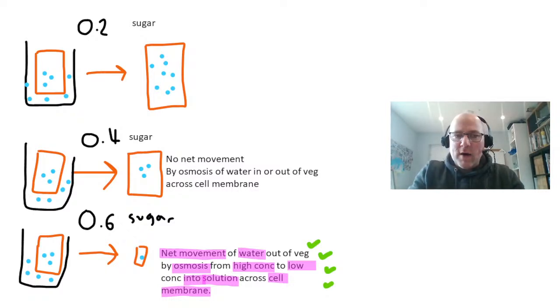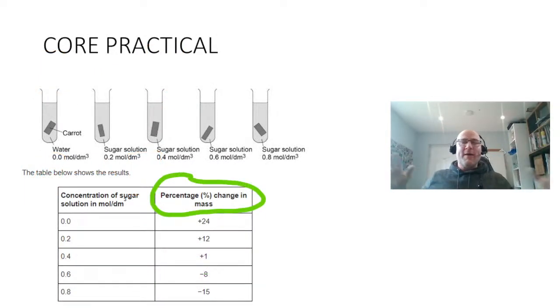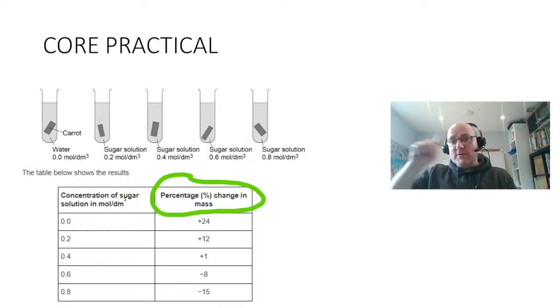You're going to pick up all the marks, even if you're really struggling to understand. The questions are very hard. They're going to have a lot of data and you're going to be baffled. So you've got to keep to the points. Has it gone bigger? Then water went in by osmosis across a membrane. Has it shrunk? Then water's gone out by osmosis from high to low across a membrane.